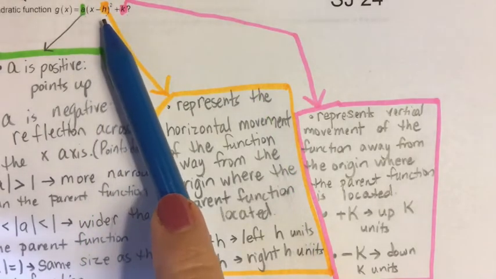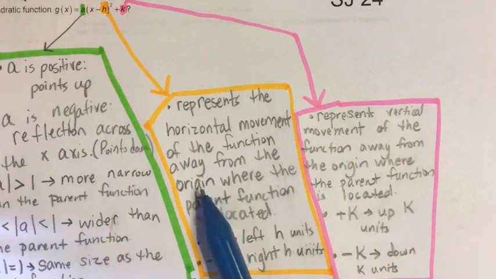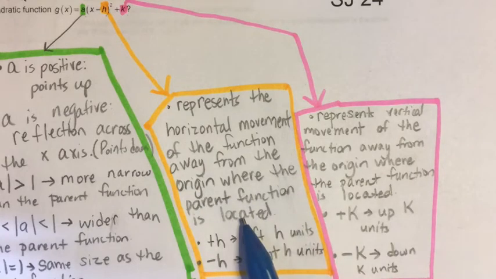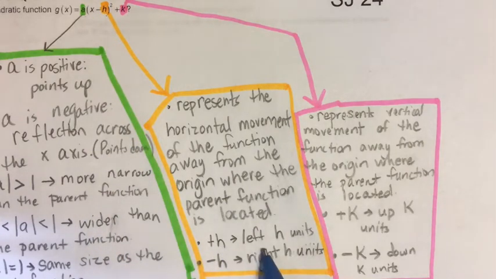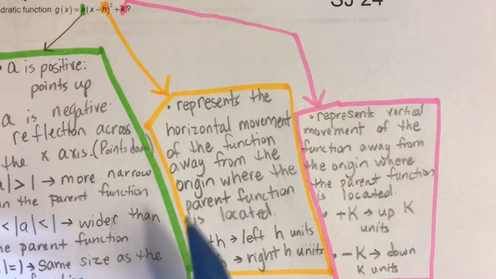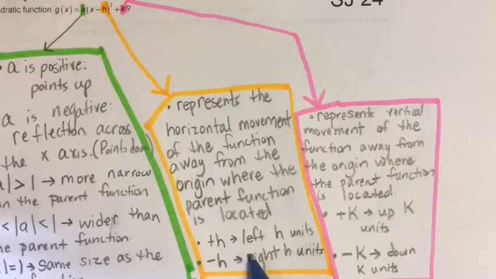Next, I analyzed H. H represents the horizontal movement of the function away from the origin, away from (0, 0), away from the ordered pairs that I gave you on page 2, I believe, in your notebook. Those ordered pairs are where the parent function is located. So once you know what this transformation is, if it's a plus h, then you go left h units. If it's a minus h, you go right h units. Then you may translate or move those ordered pairs that I gave you in these directions.